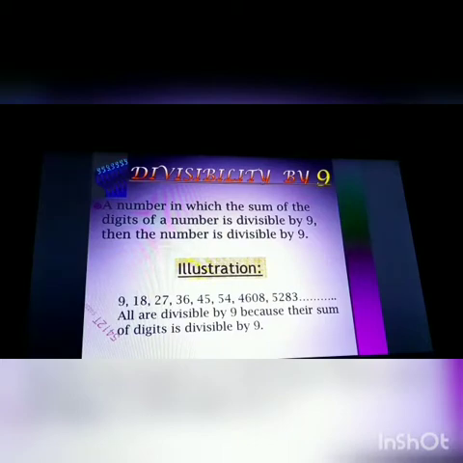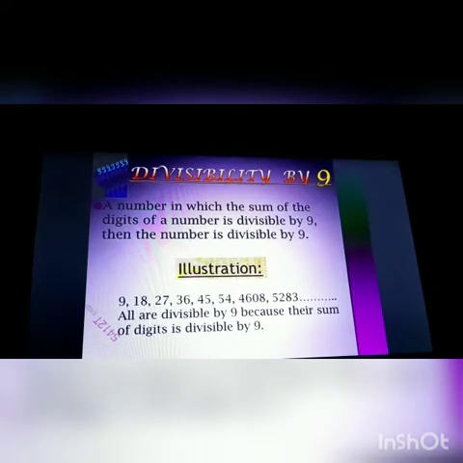What is the rule for 9? If the sum of the digits of a number is divisible by 9, then the number is divisible by 9. That means you need to check the sum of the digits. This is the same kind of rule we did for 3: for 3, the sum of digits should be divisible by 3, and for 9, the sum of digits should be divisible by 9. Examples are 9, 18, 27, 36, 45, 54. All these are divisible by 9.